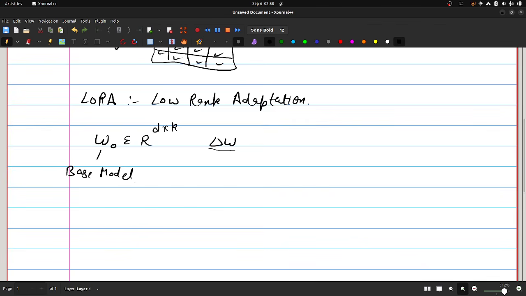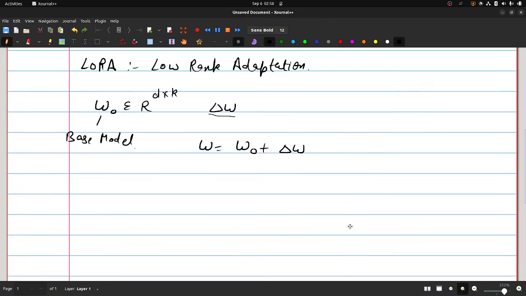Our W is the base model plus delta W. Delta W are small weights that we are adding into our base model. We are not changing our base model.